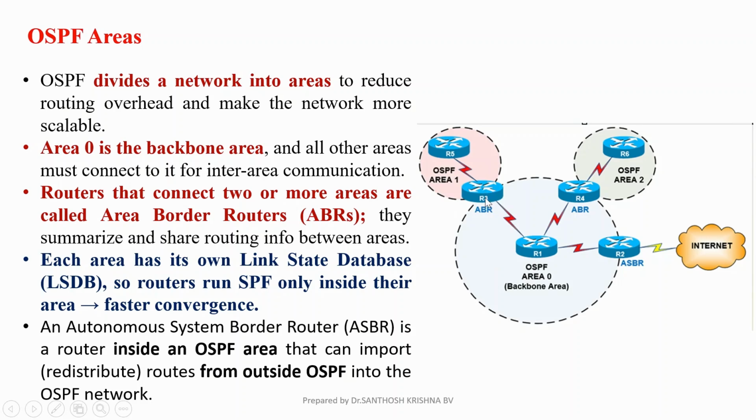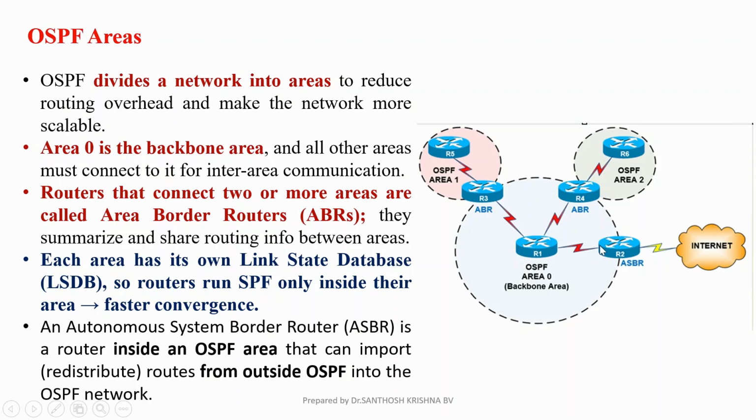So here OSPF will divide the network into areas to reduce the routing overhead. And area 0, as I said, is a backbone area, and all the other areas are connected to this backbone area. Routers which connect two or more areas are usually called area border routers. They summarize and share the routing information between those areas.